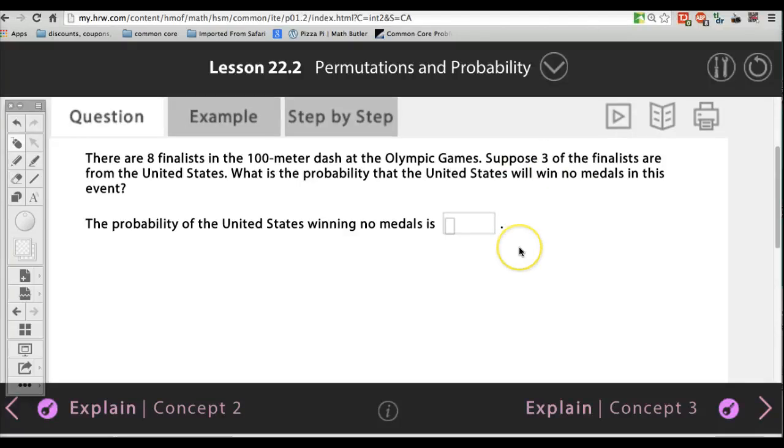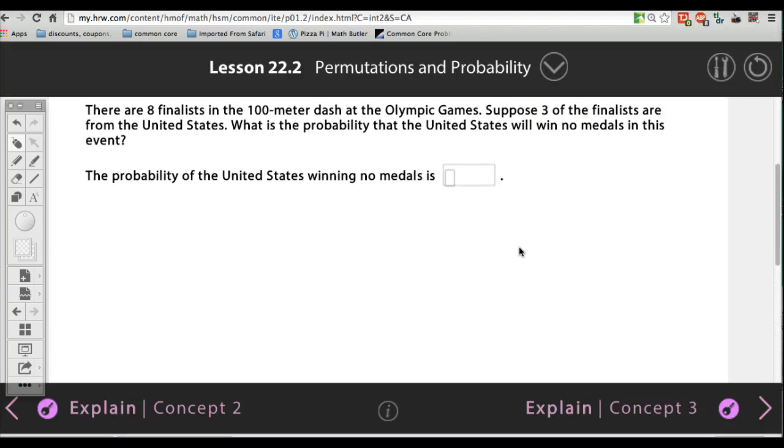All right, so now here's the question I want you to copy. There are 8 finalists in the 100-meter dash. How many finalists? 8 finalists, okay. Suppose 3 of the finalists are from United States. 3 of them are from United States.